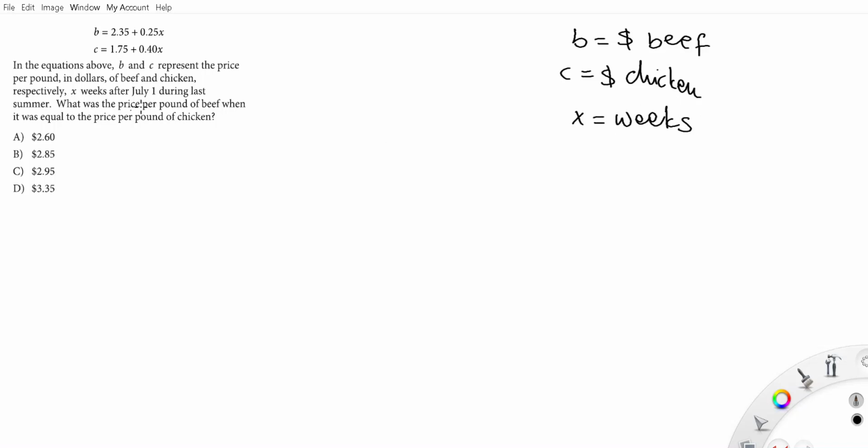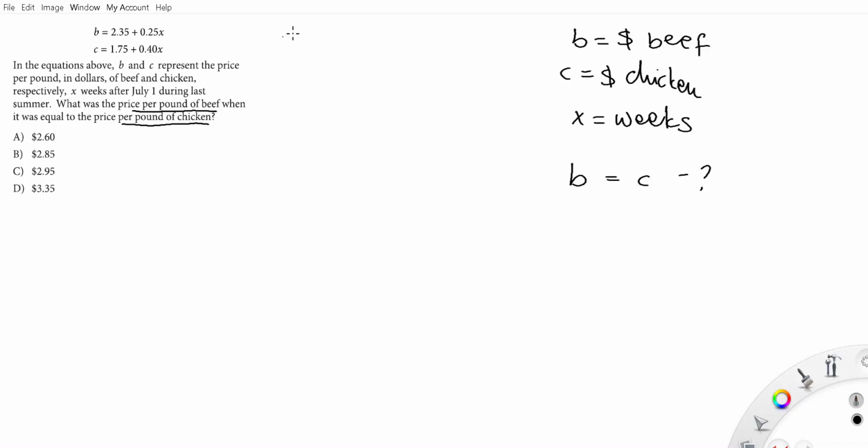What was the price per pound of beef, as in what is B, when it was equal to the price per pound of chicken? So what is B when it is equal to C? In order to find that, we need to find what the value of B and C are.